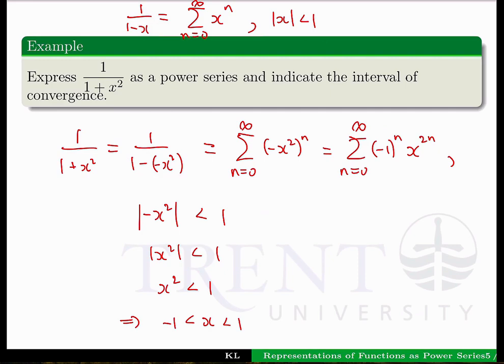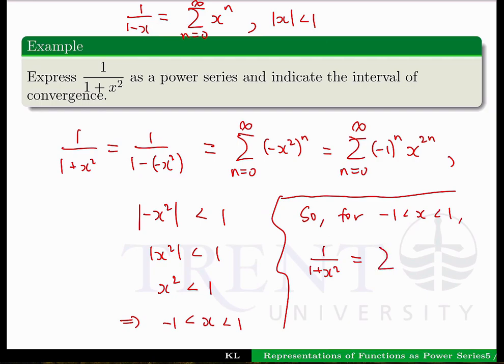So from this line to this line, you need to recall your functions class. Okay? So again, what does this mean? For negative 1 less than x less than 1, we have 1 over 1 plus x squared equal to the sum of negative 1 to the n, x to the 2n, from 0 to plus infinity.